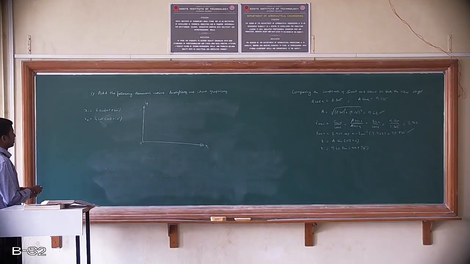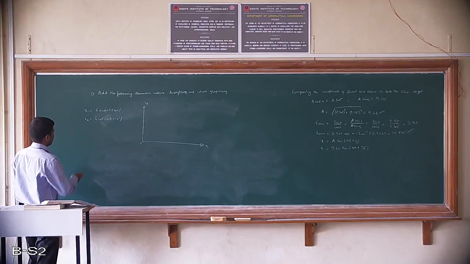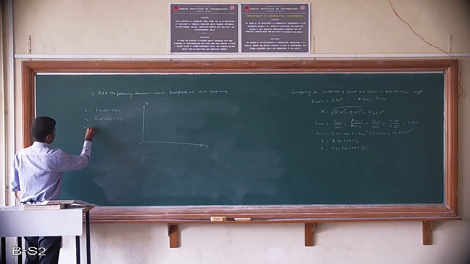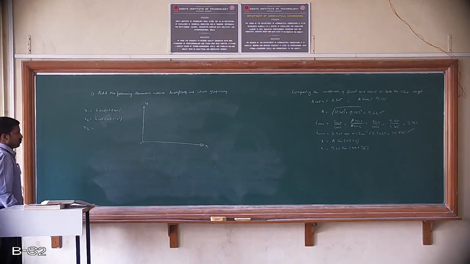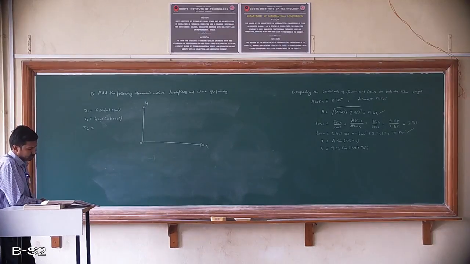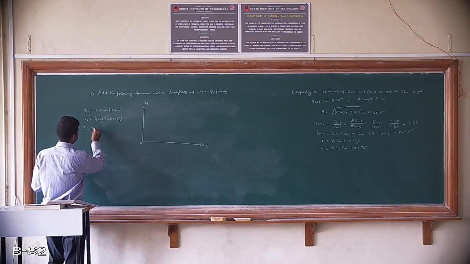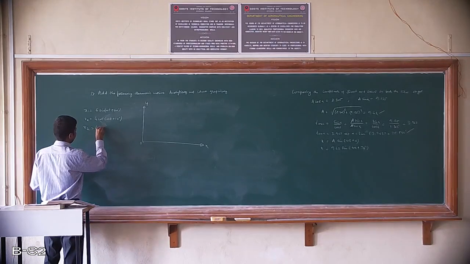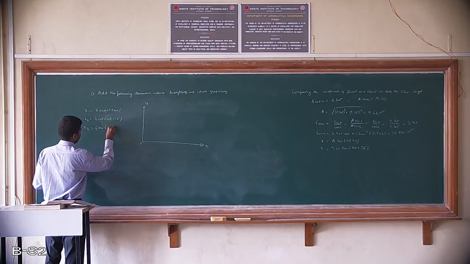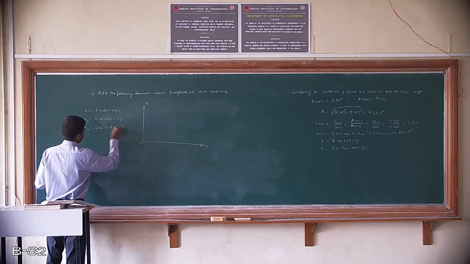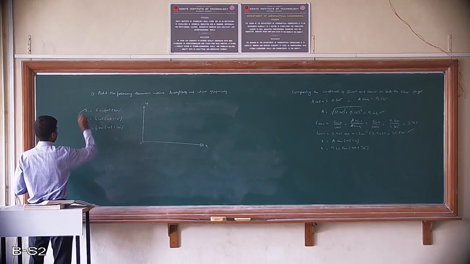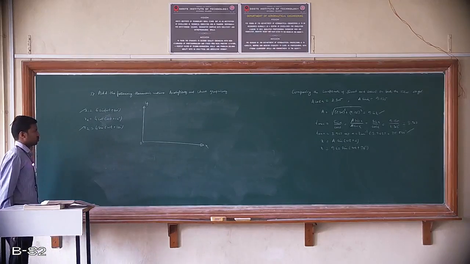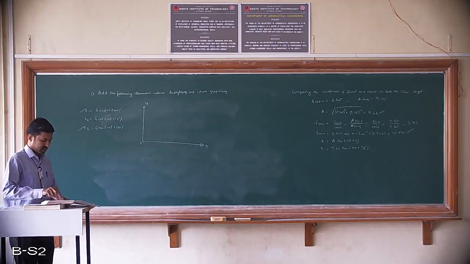Both either in terms of sine or cos. So I will consider the value of x2, which is 4 cos of omega t plus 10 degrees, in terms of sine by adding 90 to 10 degrees. So it becomes 4 sine of omega t plus 100 degrees. Now x1 is also in terms of sine and x2 is also in terms of sine.